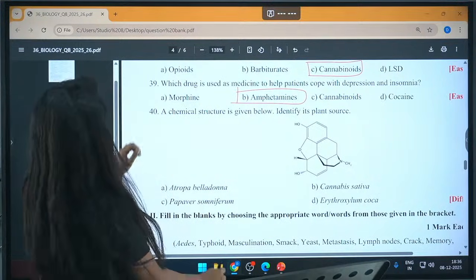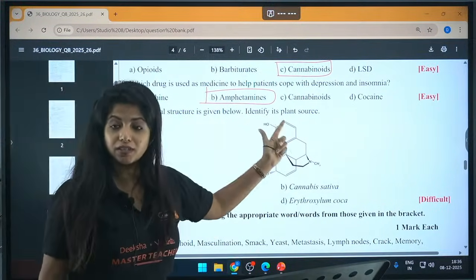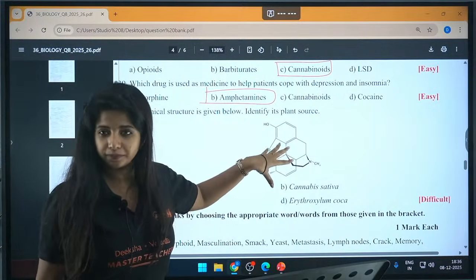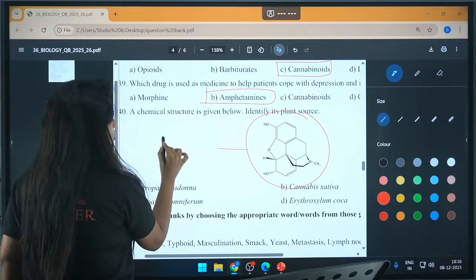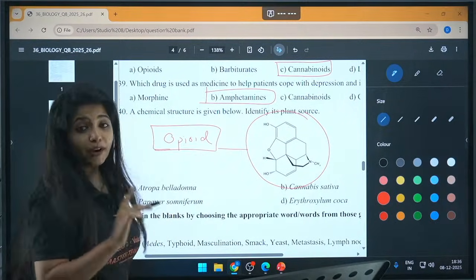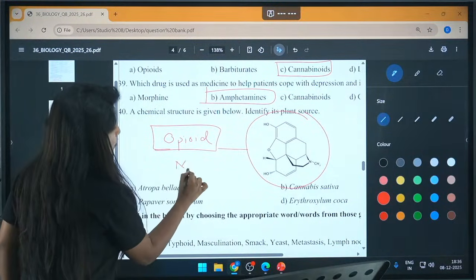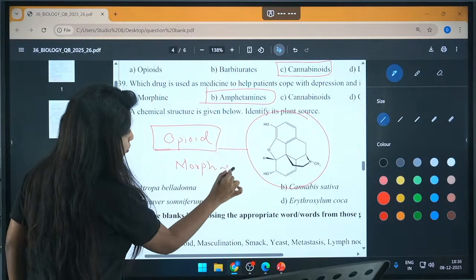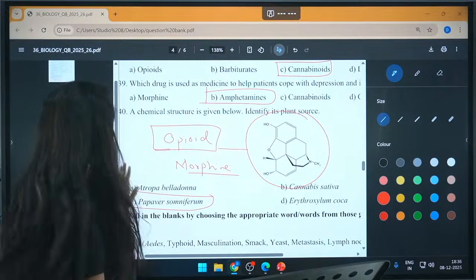Okay, so the answer for this question is Papaver somniferum, because you know what this drug is? This is morphine. Remember, it looks like an O, that means it has to be an opioid. And in opioids, you have two options, heroin or morphine. The answer for this is morphine. This is the structure for morphine, and these two things you get from Papaver somniferum, which is why your answer is C.